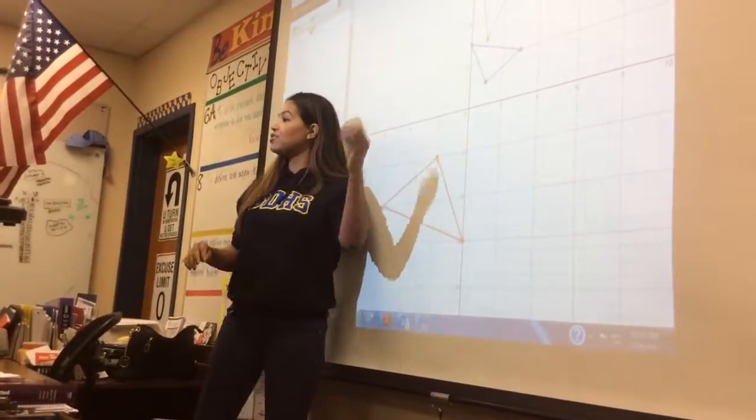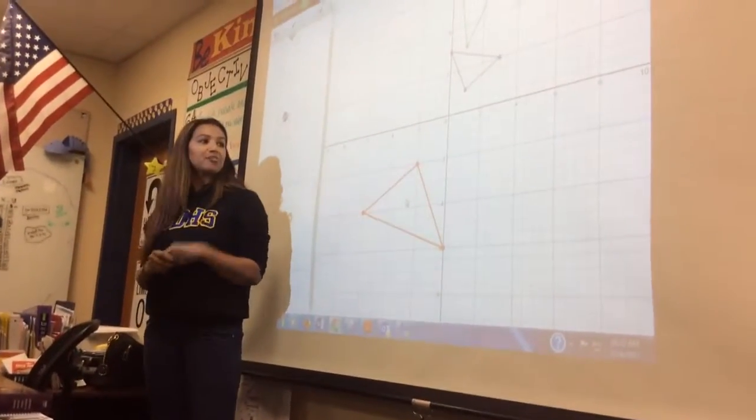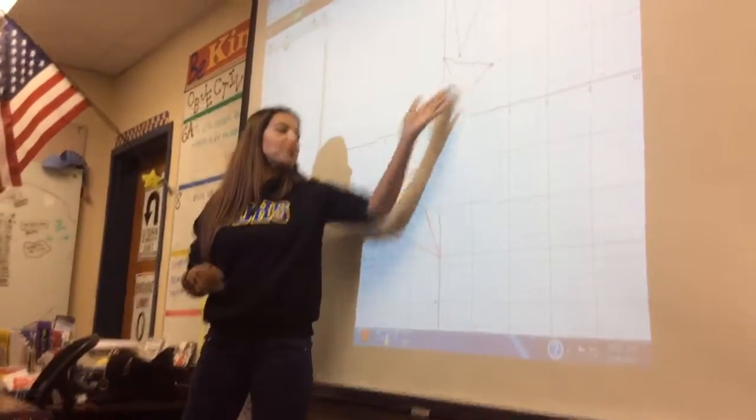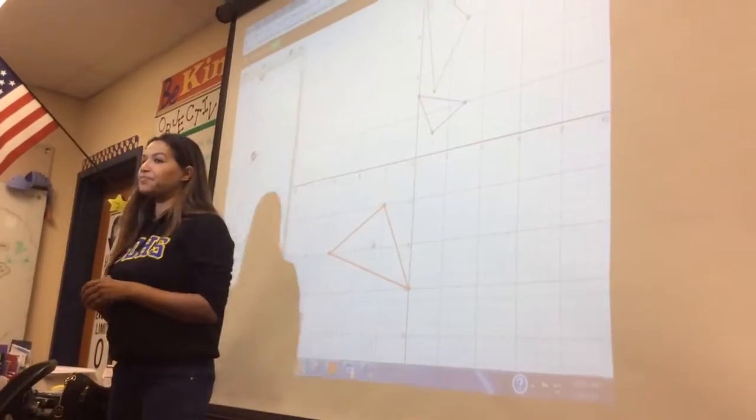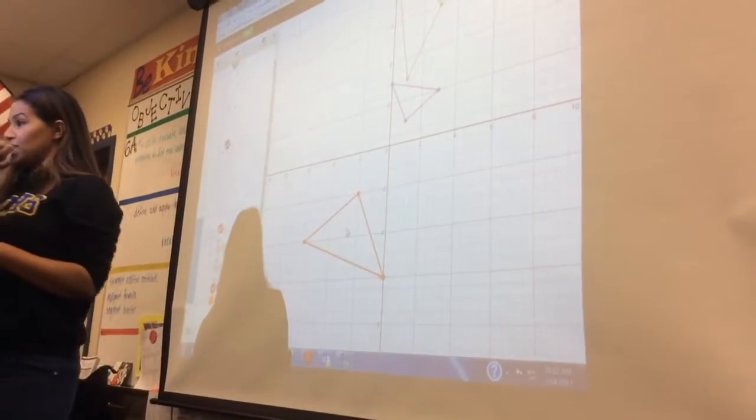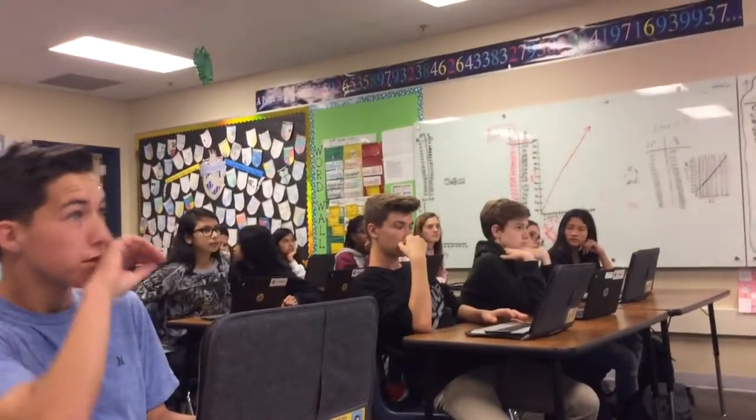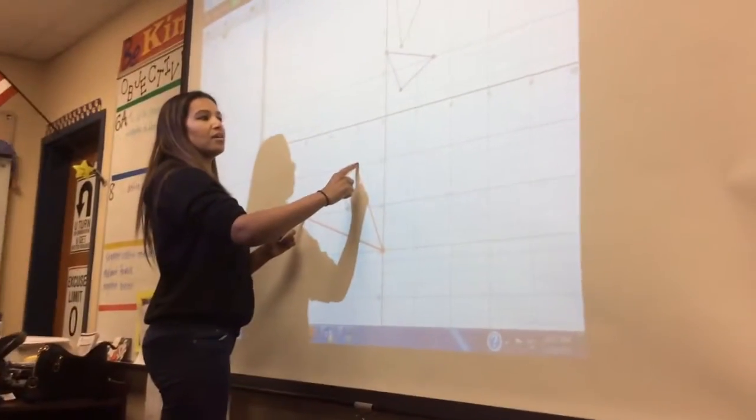So what did you guys notice on Desmos, on your graphs? What did you notice from this purple to the red? I'll take any volunteers. What did you notice? Andrew. What happened? The size doubled. Like the side lengths here?